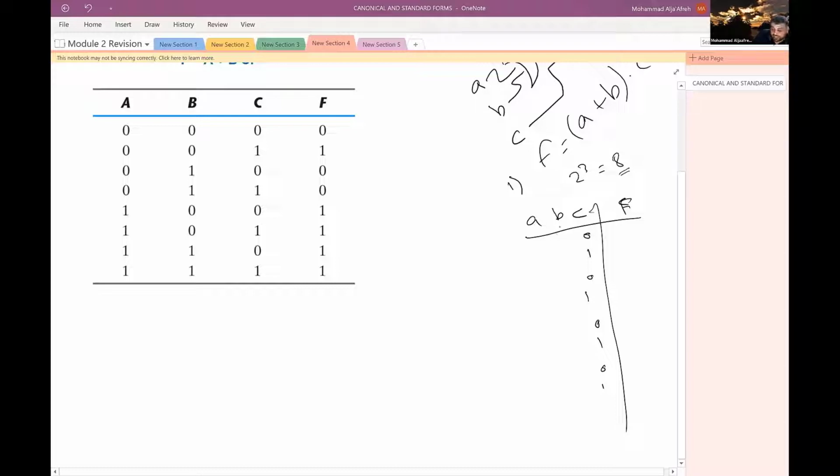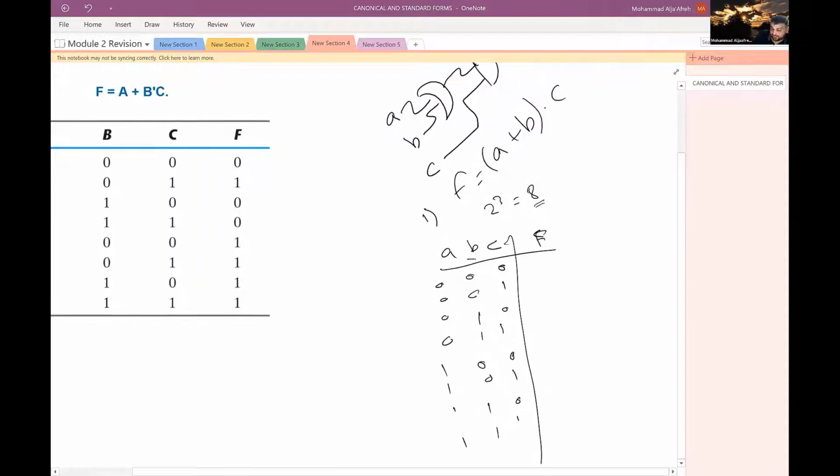Now, when it comes to this variable, it will change its state at double the frequency of the previous variable. So this should be 0, 0, 1, 1, 0, 0, 1, 1. And similarly, A should change its state at double the frequency of the previous variable: 0, 0, 0, 0, 1, 1, 1, 1. So here we change every 2 rows. Here I have to change every 4 rows, and so on.